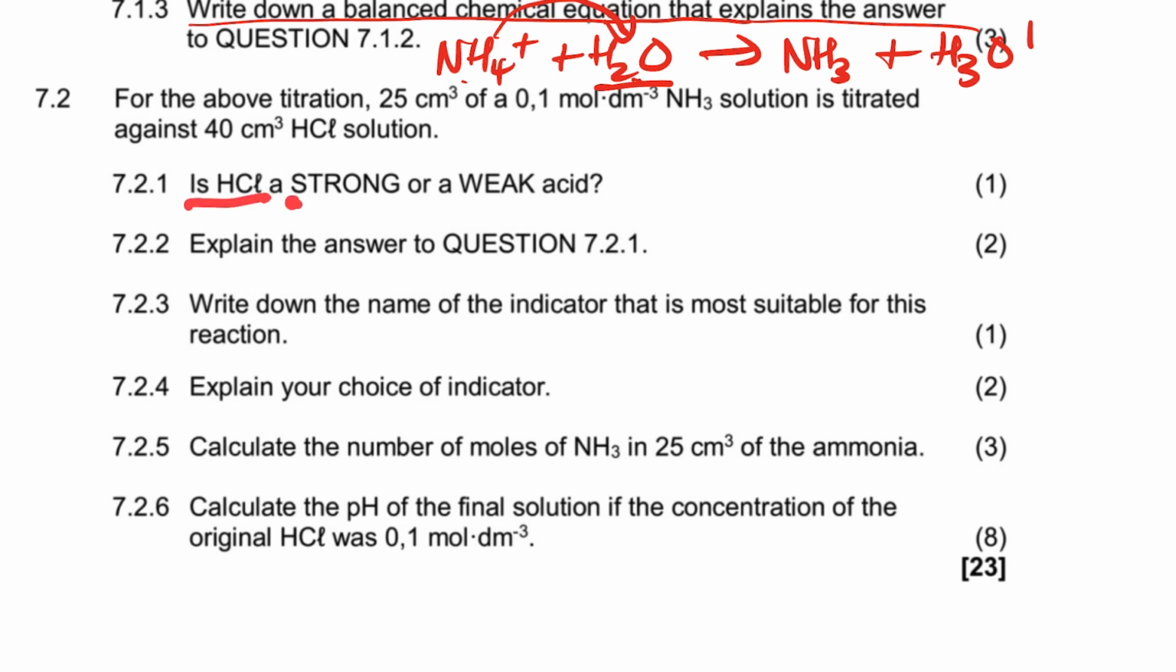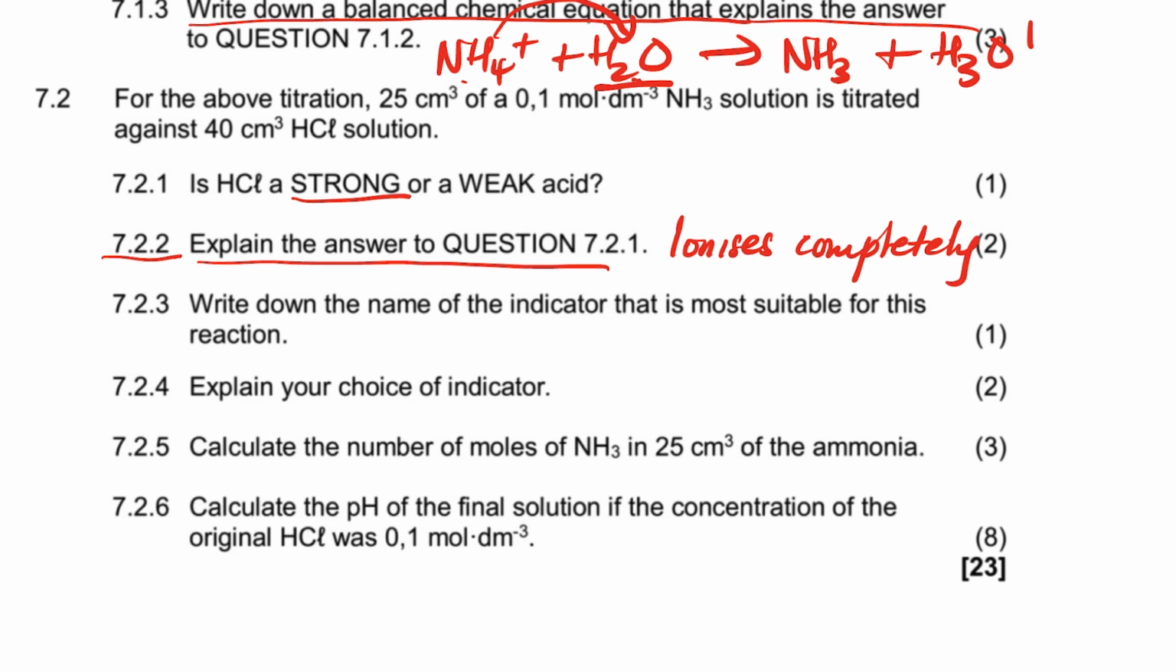7.2.1, is HCl a strong or weak acid? So HCl is a strong acid, right? In 7.2.2 it says explain your answer. Always, guys, when you explain your answer, it's an acid, it ionizes. All the acid ionizes, and if it's a strong acid, it ionizes completely in water. So if you add an acid in water, it ionizes completely, more especially if it's a strong acid.